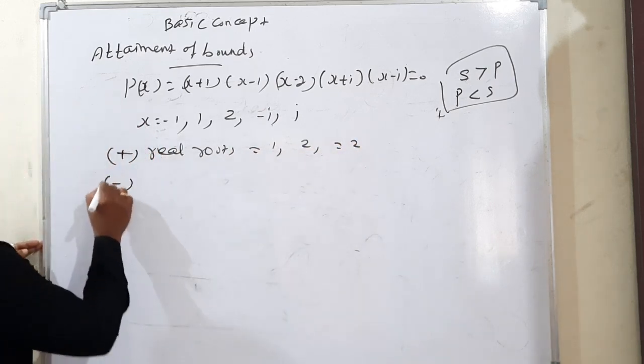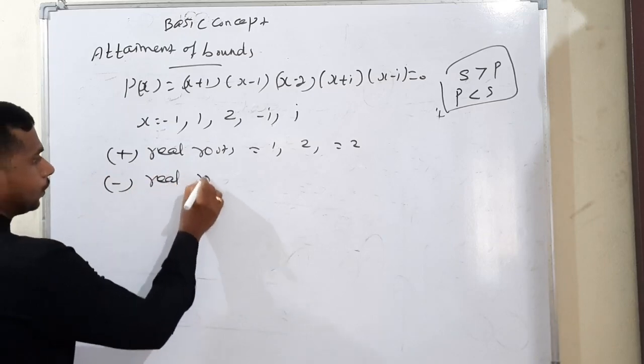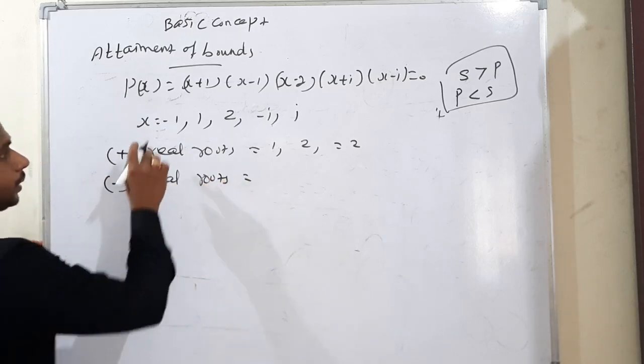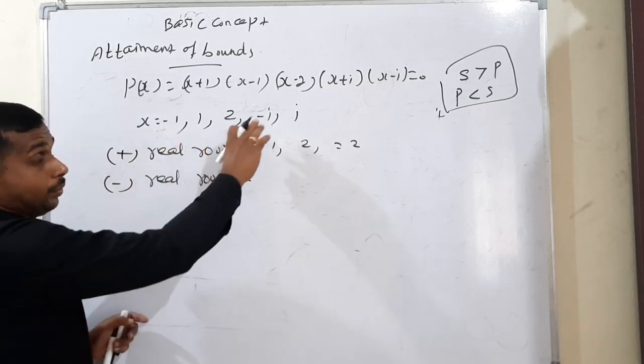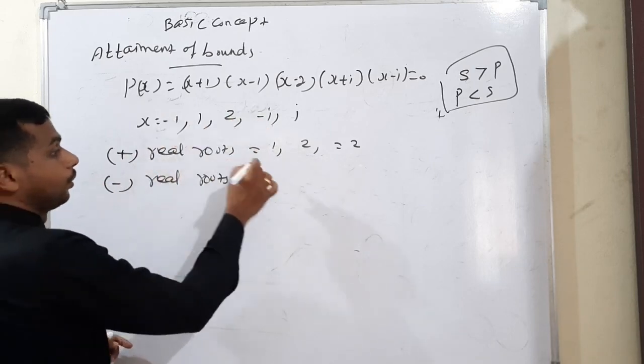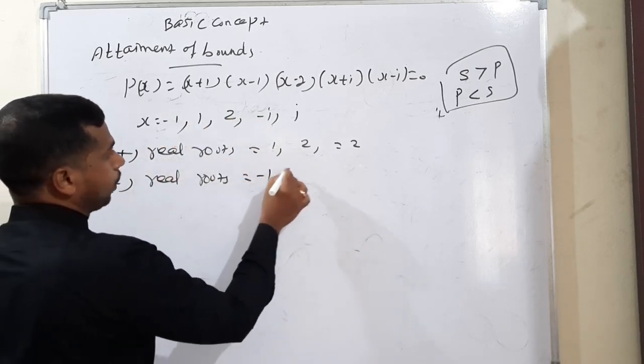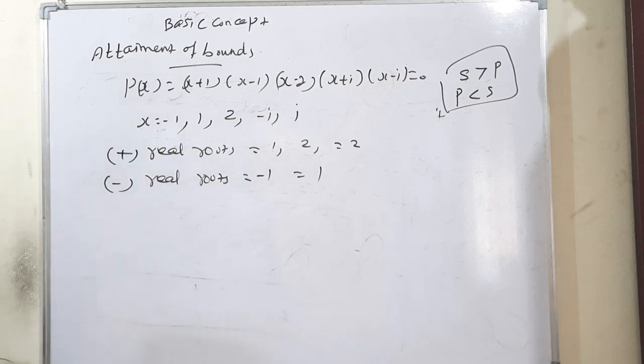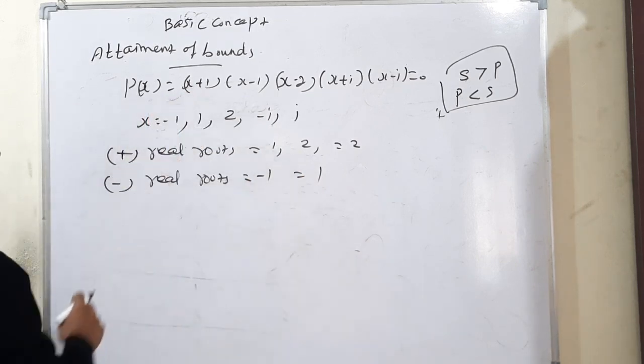Then the negative real roots: no need to consider the imaginary ones. Negative real roots, only 1 is there, that is negative 1, totally 1 is there. So first we have to simplify it. Simplify means what will happen?